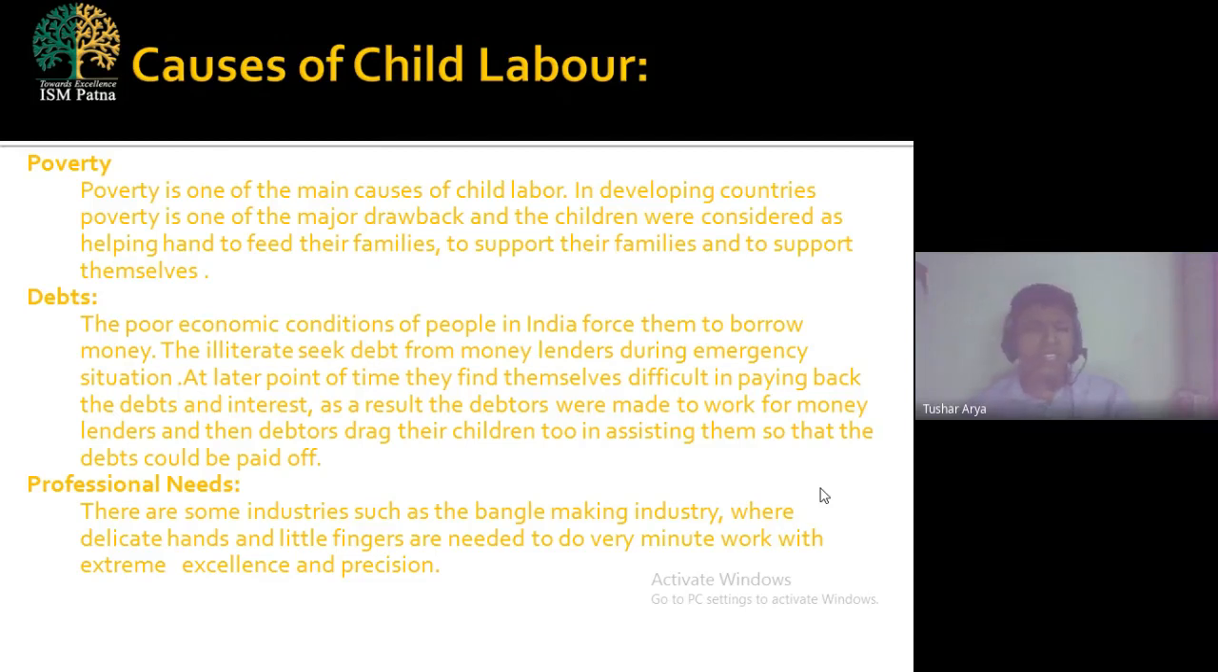Few more examples you can take: the tobacco industry, the firecracker industry. You will see that the maximum number of child laborers were engaged in these industries, either in the tobacco industry, in the part of bidi making, in the forest areas, in the rural areas, you will find the maximum children were there. They are involved in this activity. So this is the professional cause of child labor.